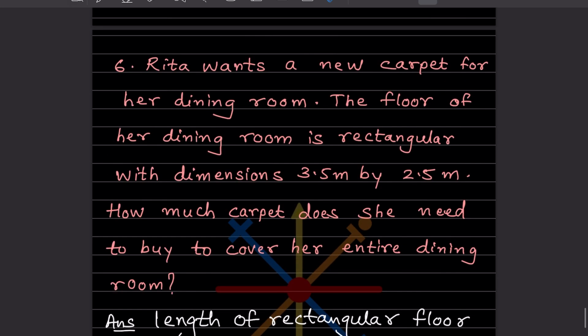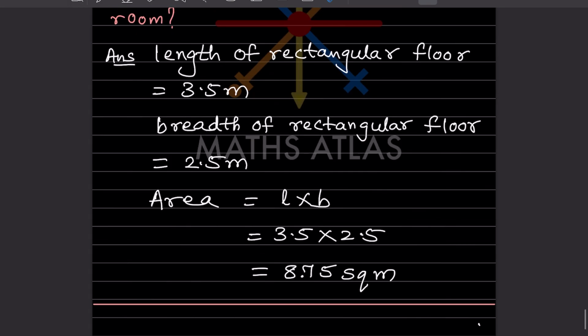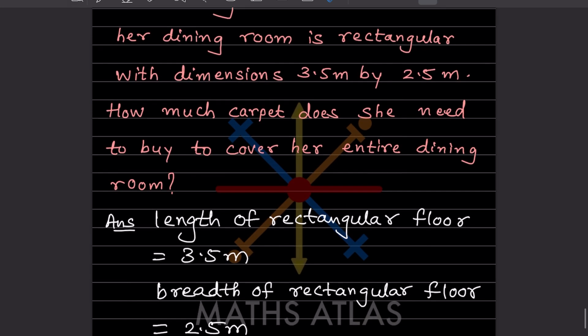So first thing here, what did they say? Wants a new carpet, and how much carpet does she need? So what will we do? The floor is there, and here is the carpet. So we need this one. So what are we going to do? We are going to find out how much carpet does she need to buy to cover her entire dining room?